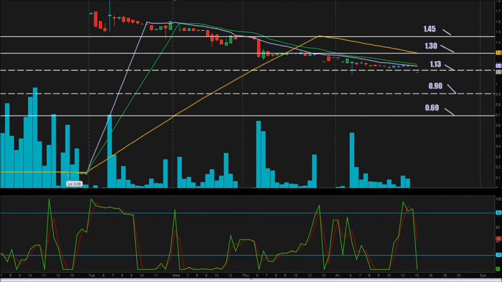And I hope this was at least a little bit insightful for you. Just be careful if those support levels don't hold. Then this could start getting ugly. But for now, I think it's worth giving it a little more time to see if it bounces.